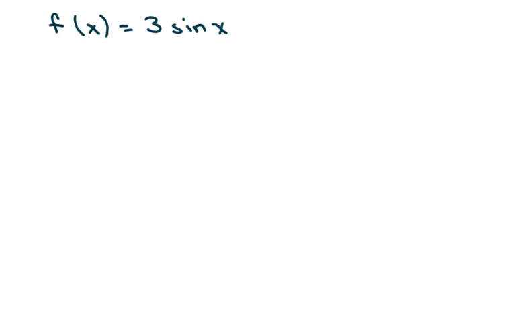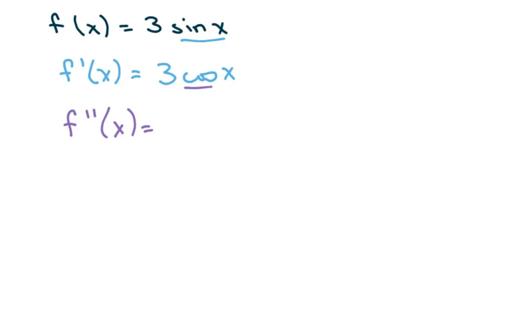Okay, we have sine here, so we're going to take the first derivative of sine, and that's just going to be 3, and derivative of sine is cosine of x. You take the second derivative, and derivative of cosine is negative sine, so I'm going to bring it out front. And that's all that is.